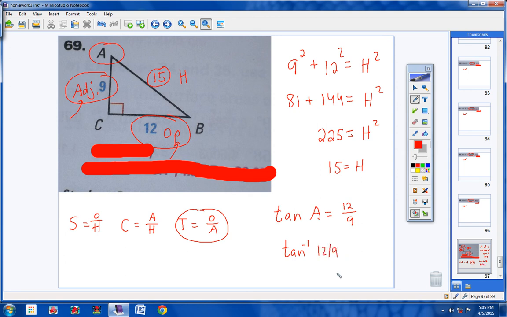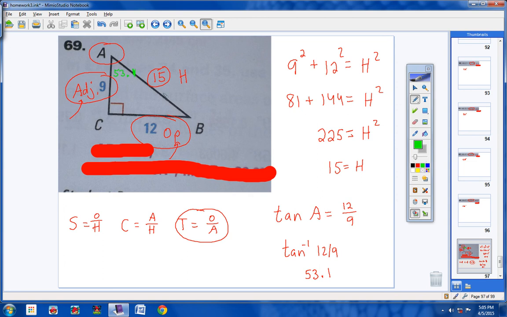Then hit enter. Now, if you do that correctly, you're going to get 53.1 degrees, if you round correctly. 53.1. So now, right here in my triangle, I'm going to write 53.1. Now you're probably thinking, Mr.